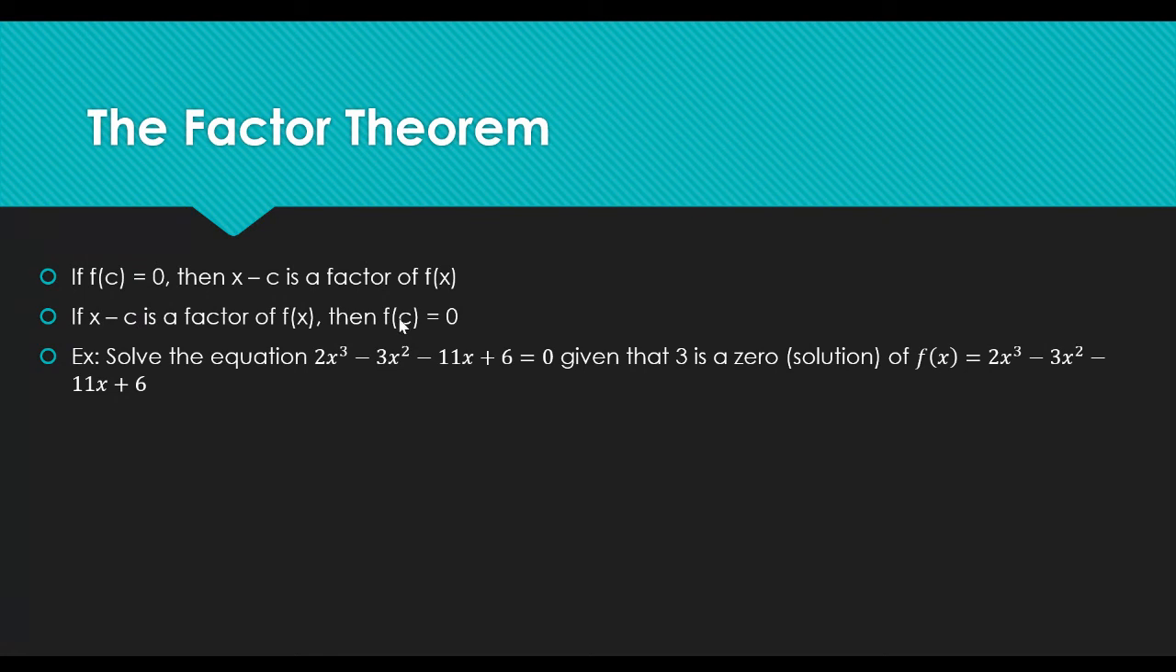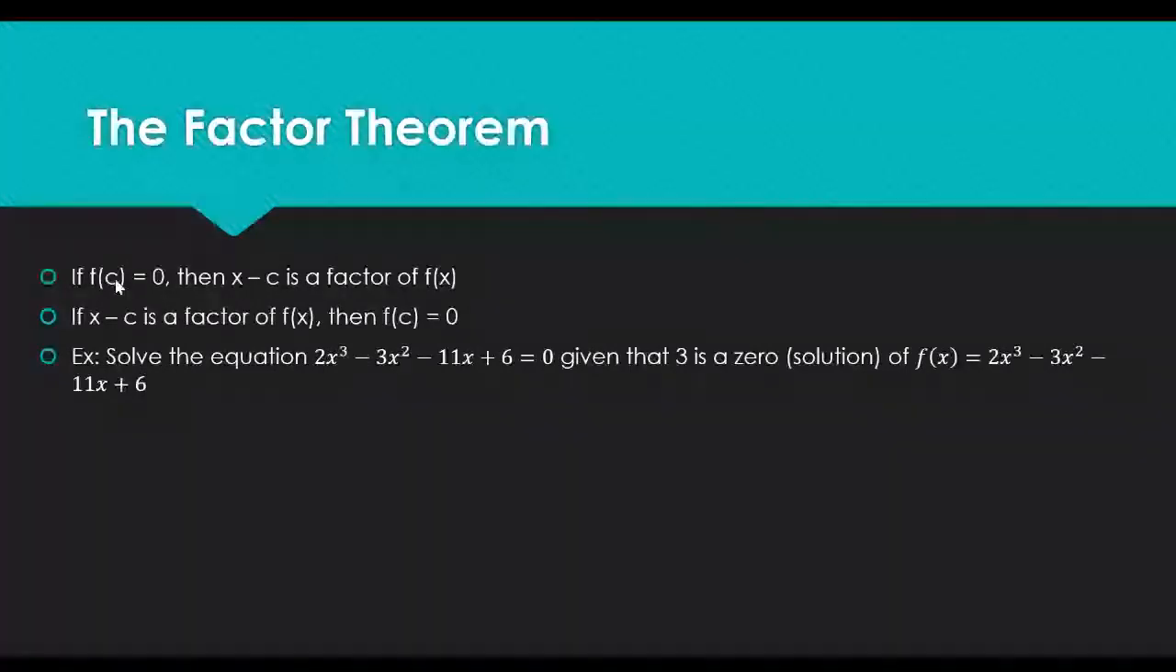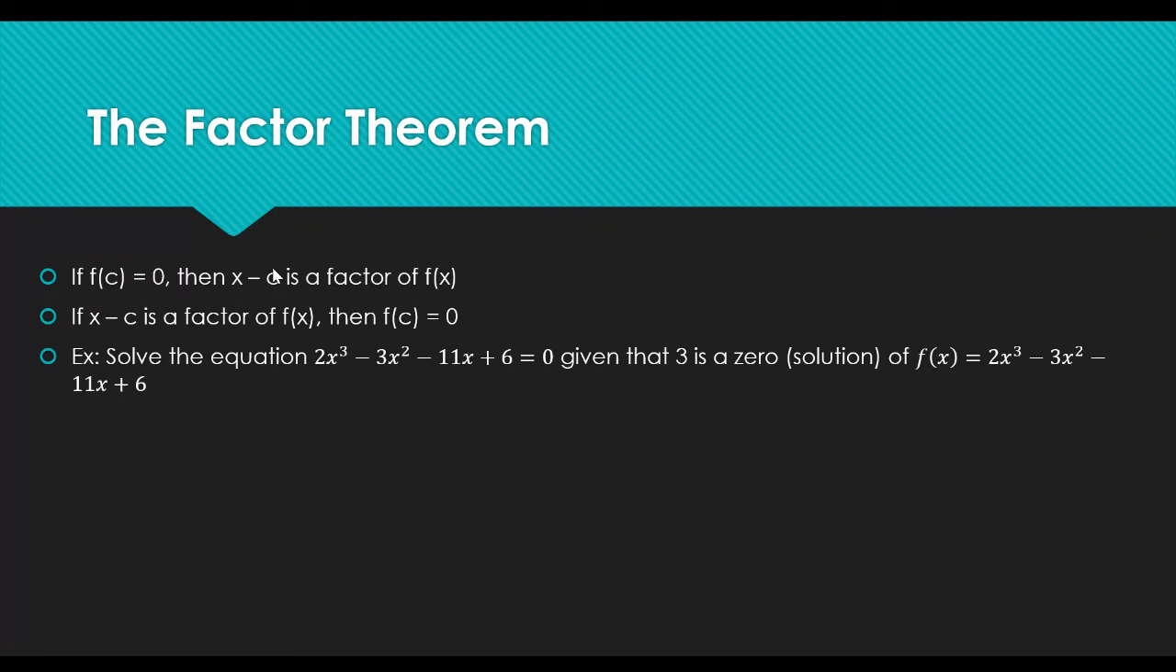And then the opposite of that is also true. If 25 is a factor of 100, then the remainder will be 0. So we can say this about polynomials. If I divide by something and get a remainder of 0, then I've found a factor. Or if I know something is a factor, then there will be a remainder of 0. So we can use that to solve equations and to find factors.